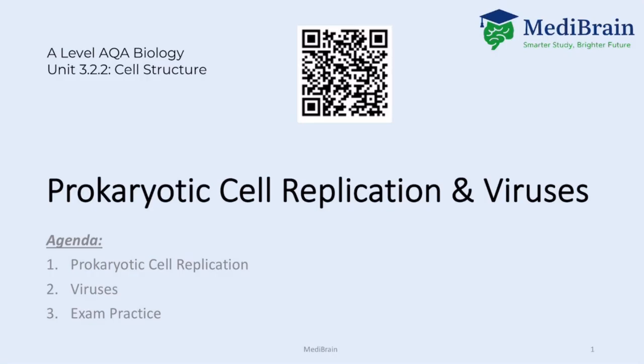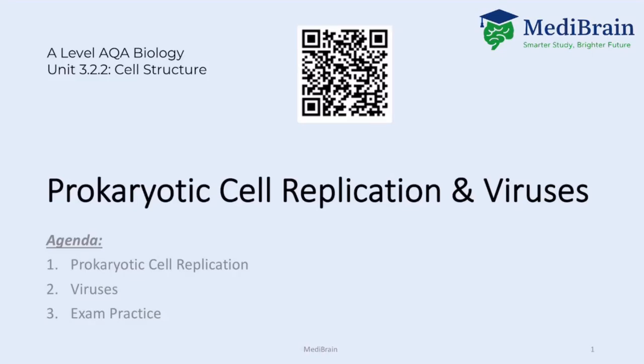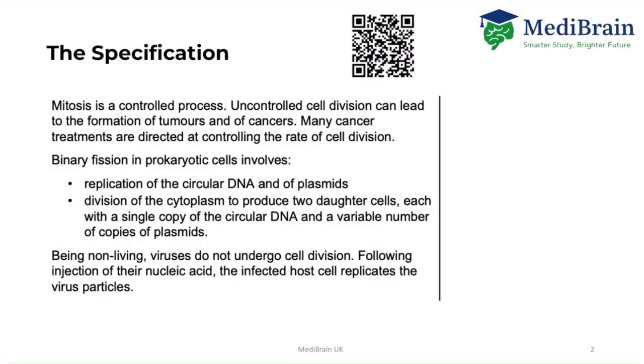Okay, so if we look at what the spec is for today's lesson, this is what the specification says. We're going to start off by looking at prokaryotic cell replication. Then we're going to move on to viruses, and we're going to finish off with some exam practice. So the specification, as I stated, is the second part of the mitosis specification, and it's the last part of cell structure.